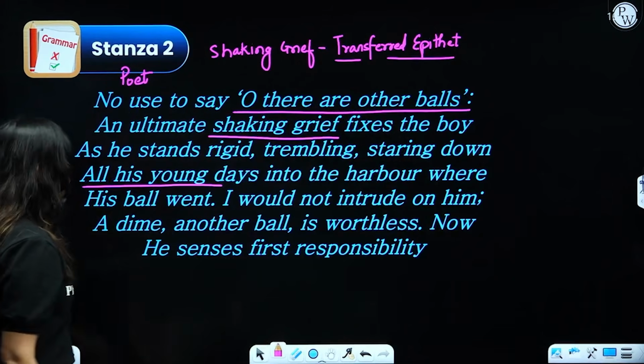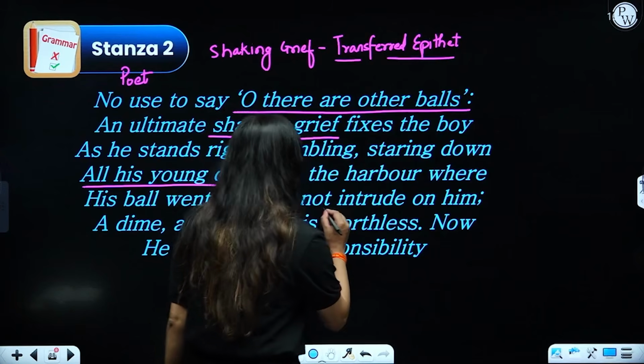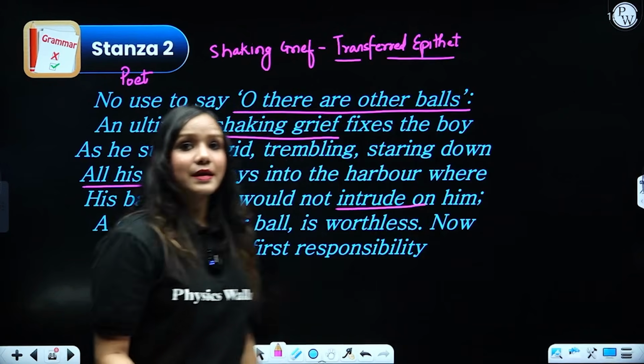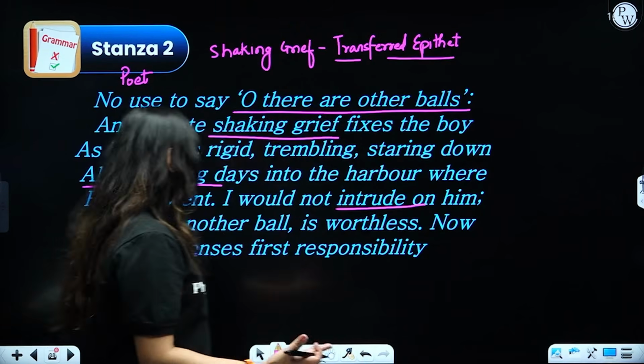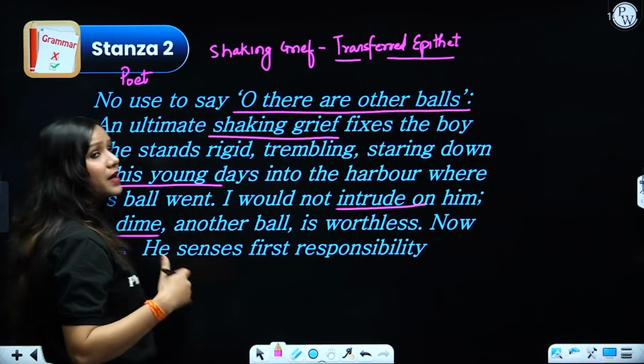And everything is vain now. His ball went. I would not intrude on him. I would not try to pacify him. I will not interfere in his thoughts, right? Because no amount of consolation can pacify this boy, right? So a dime, another ball is worthless. A dime, see, that you can buy another ball with a dime.